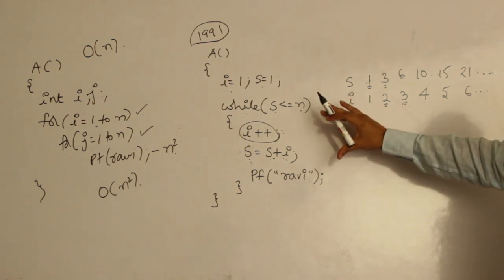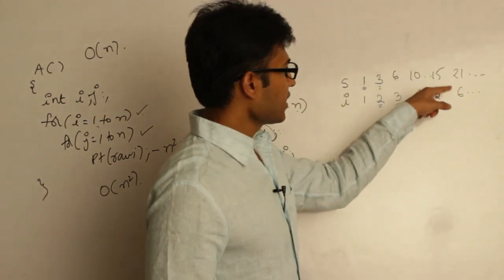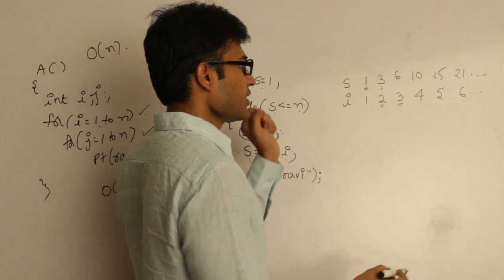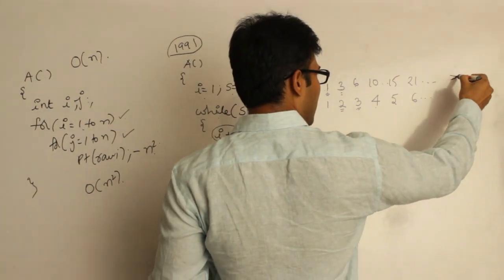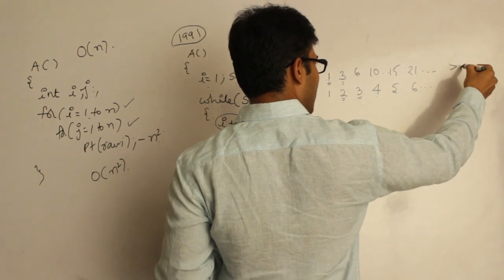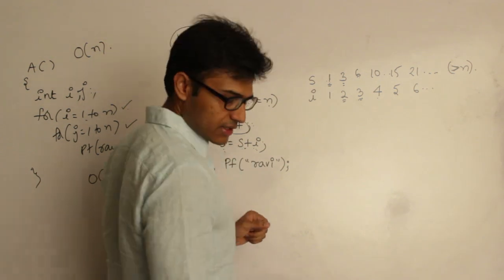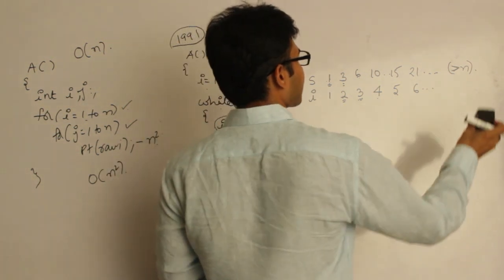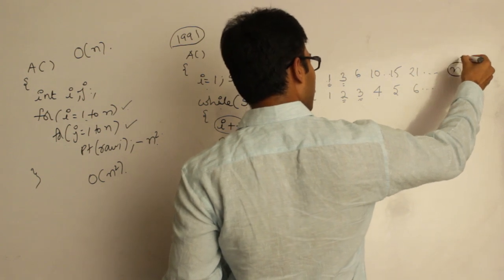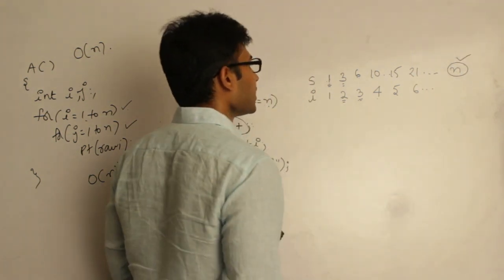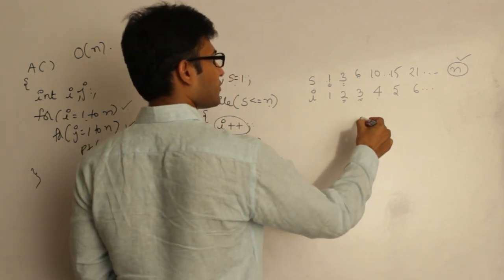Now when is this thing going to stop? When is this entire loop going to stop? This entire loop is going to stop whenever s reaches a value which is greater than n. So if you cross the value of n, then it is going to stop. So let us say I don't know how many times it is going to get executed. Let me say k.